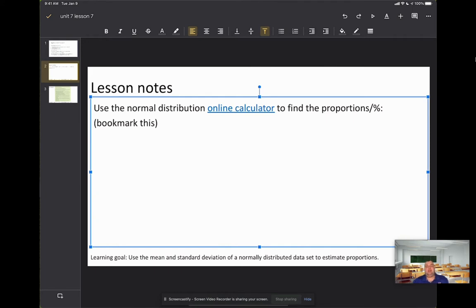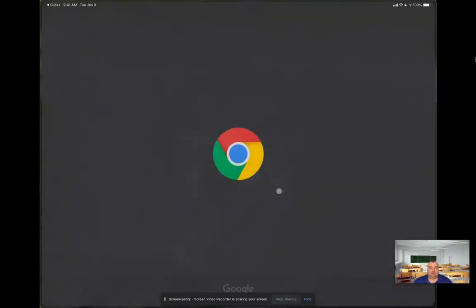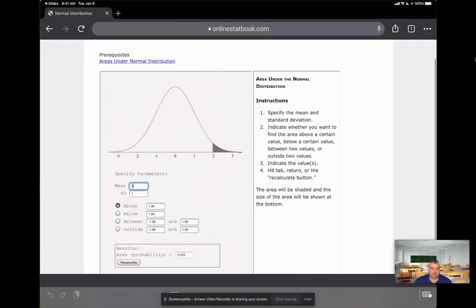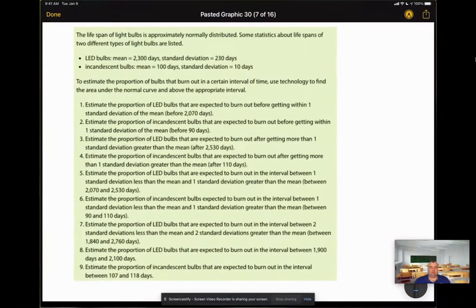In the last lesson, we talked about the different characteristics of the normal distribution. Now we're actually going to solve problems using the normal distribution. And in order to do that, we're going to use this online calculator that I have posted here in the notes. If you click on the link, the calculator looks like this, and this is what we're going to use to solve all of the problems. All right, so with that in mind, let's go right into the examples.